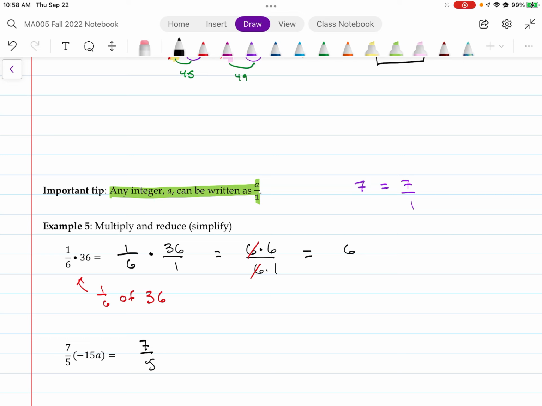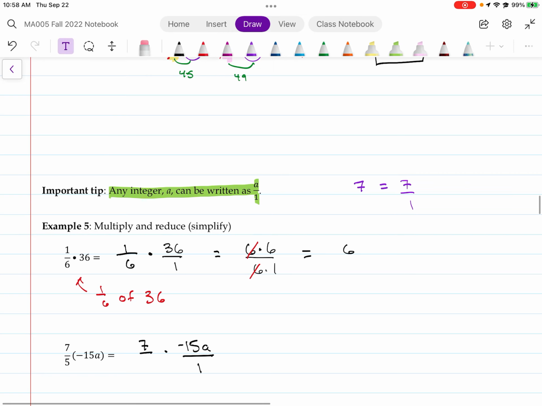All right, I've got 7/5 times negative 15a, and I'm going to put that over 1 so that it's up in the numerator, so it's easier to tell what's going on. And what an ugly 5. I almost made it look like a y. So let me rewrite this.